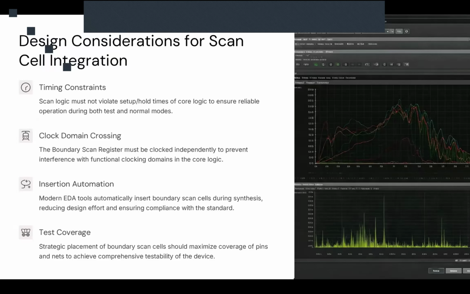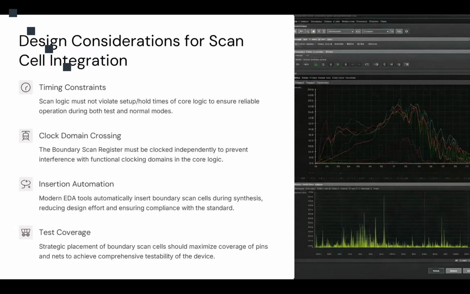This IEEE 1149 Part 1 provides the standard for functionality and physical integration, but it doesn't cover every aspect of JTAG testing. We have some real-world constraints, like timing, layout, and tooling constraints, that we have to pay attention to when we want to integrate the scan cells into our system.